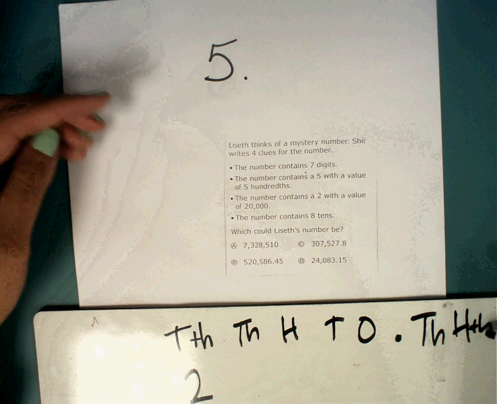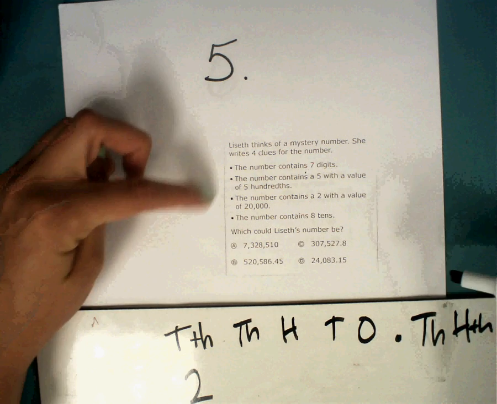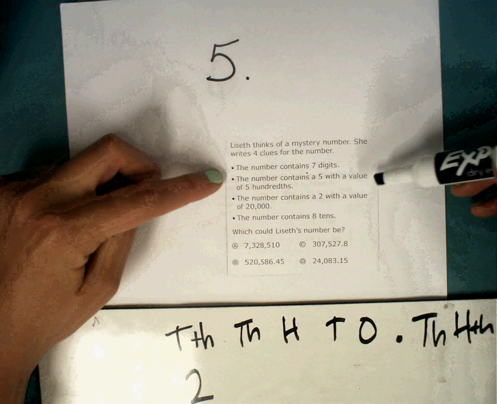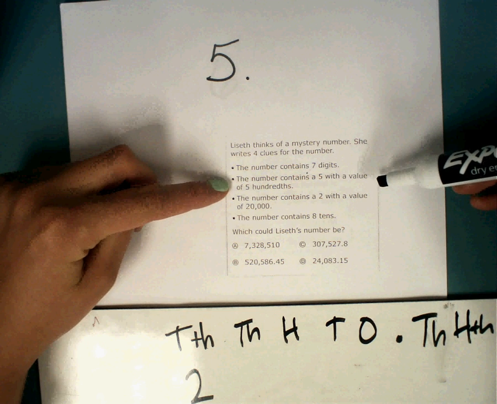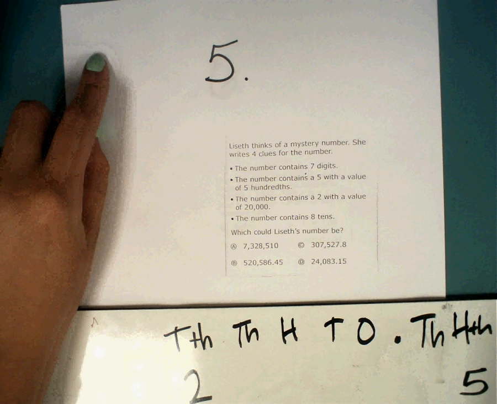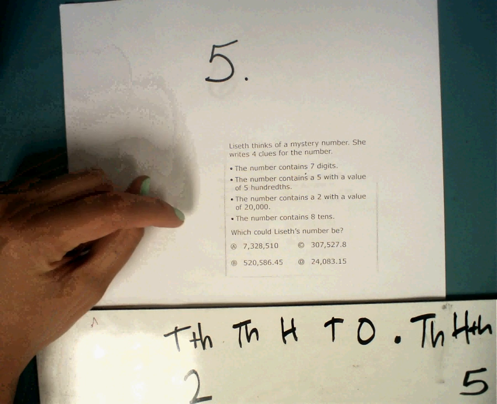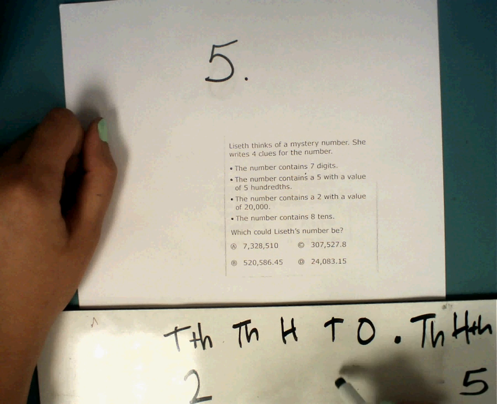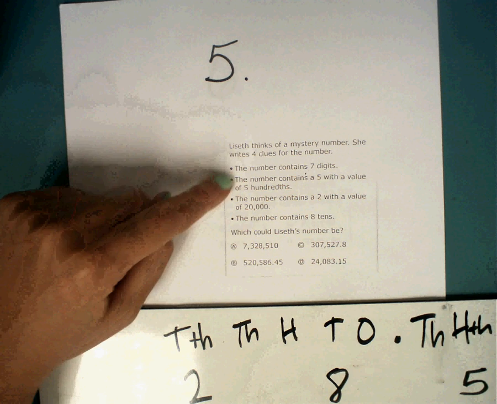Well, it could have a hundredths place. It might not, though, because it doesn't say anything about hundredths. Contains a 5. Oh, yes, it does. Contains a 5 with a value of 5 hundredths, so the 5 is going to go in the hundredths place. 8 tens, so 8 is going to go in the tens place. And I think that's all.